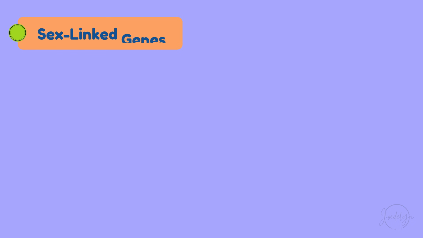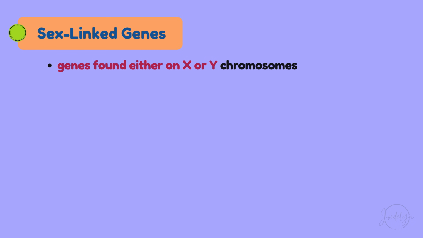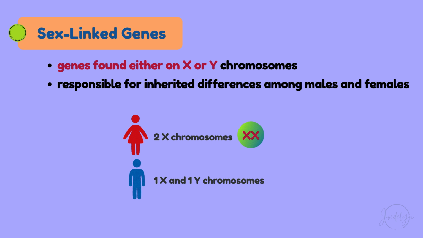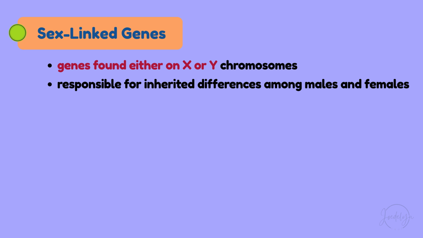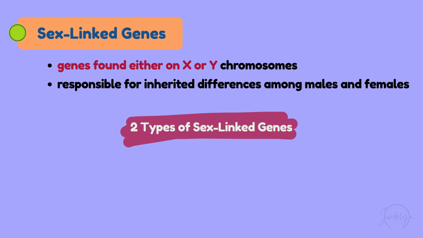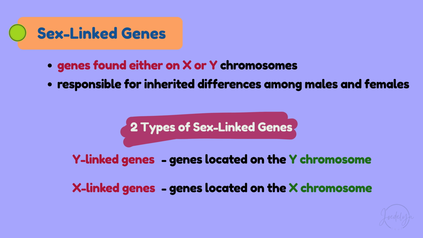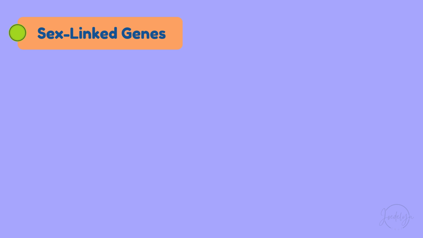Next, we explore sex-linked genes. These are genes found either on the X or Y chromosomes, and they're responsible for inherited differences among males and females. In humans, females have two X chromosomes, double X, while males have one X and one Y chromosome, XY. There are two types of sex-linked genes: Y-linked genes, genes located on the Y chromosome, and X-linked genes, genes located on the X chromosome. A common example is color blindness in humans.